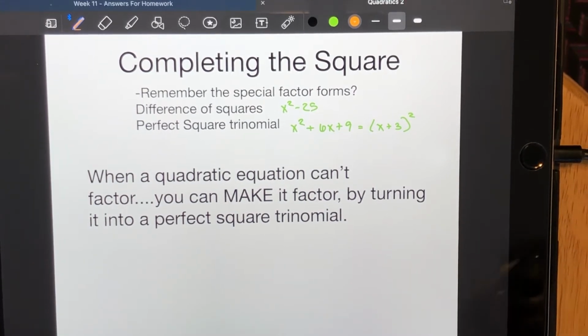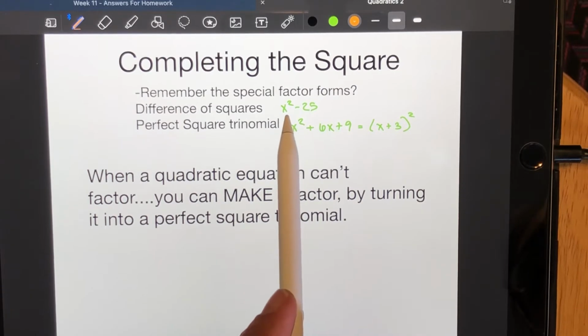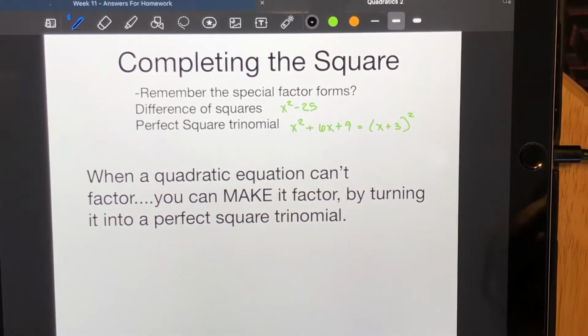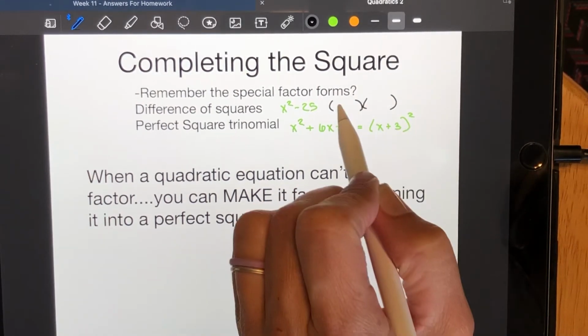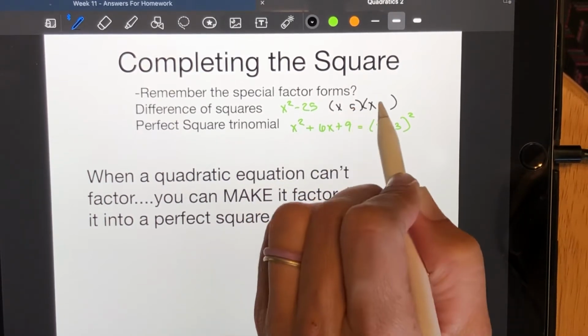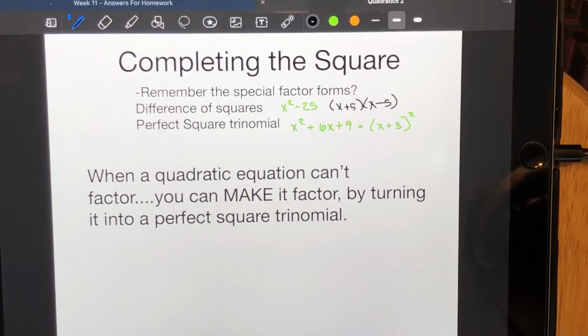So when we looked at the beginning, when we were even looking at factoring, there were some special things that we looked at. We looked at the difference of squares, which means the first term was squared, the second term was squared, and there was a subtraction sign in the middle. We knew that that would always turn out to be our x terms, and then our second term. So in this case, that would be 5. One would be positive and one would be negative.